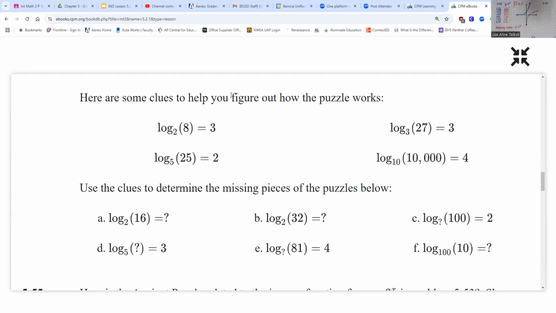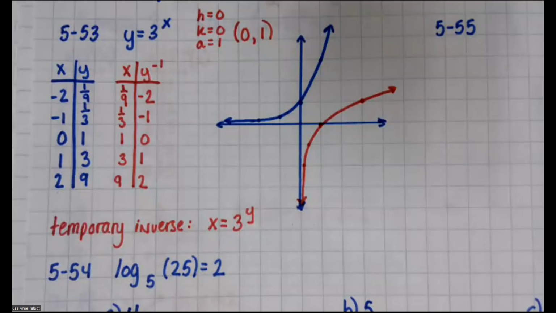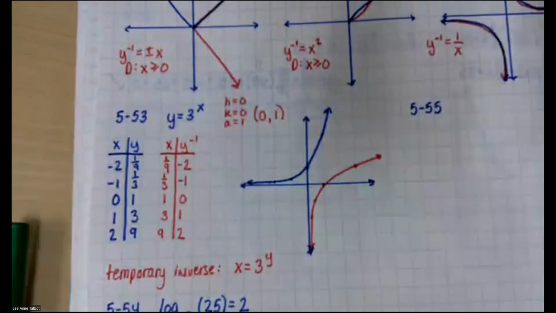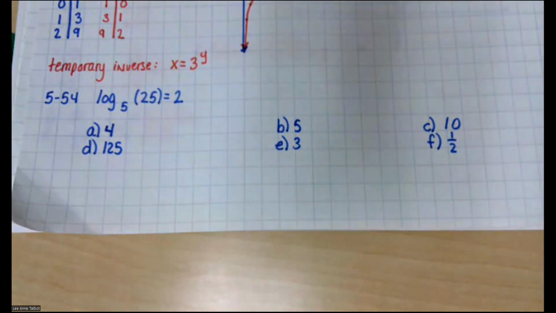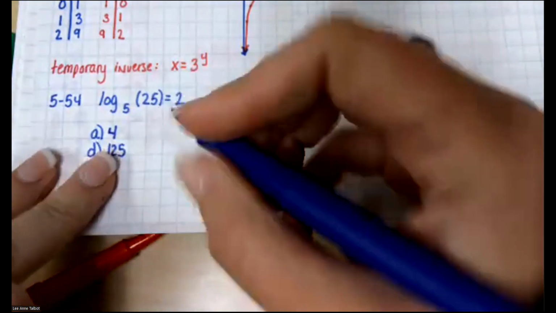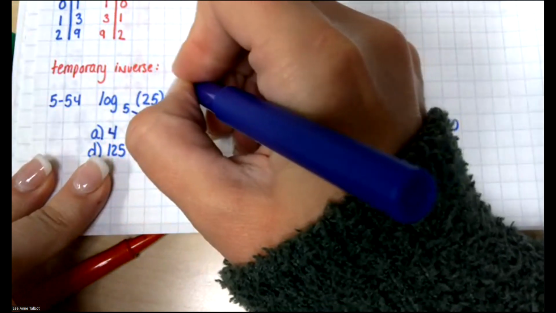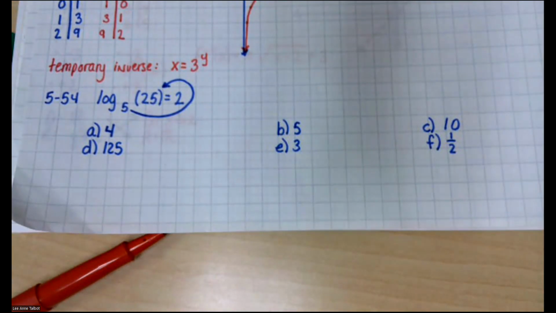All right, you guys, here are the answers. So check those: 4, 5, 10, 125, 3, 1/2. Okay, remember, half exponents are square roots. Okay, so now that you figured this out, I want you to draw the guy and encircle this, your first one. We're gonna draw that for days.